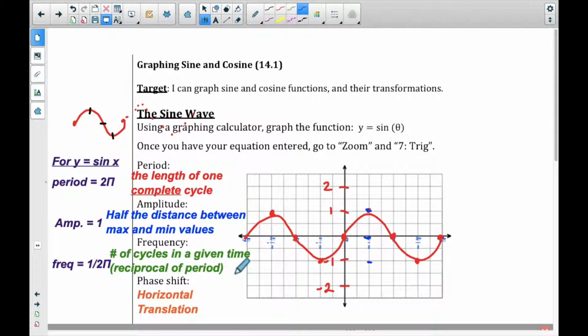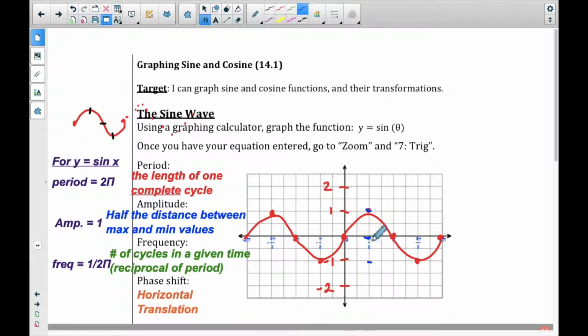The frequency is the number of cycles in a given time. It's the reciprocal of the period. It's basically saying, okay, in 1 second, how many times is it going to go up and down? Let's talk about our graph, that's what I have over here in purple. In our graph, for 1 period to go up, down, down, up, 1 complete cycle, it took 2 pi on our graph paper. In the span of 2 pi on our graph paper, it completed 1 cycle. So here, 1 period is 2 pi.